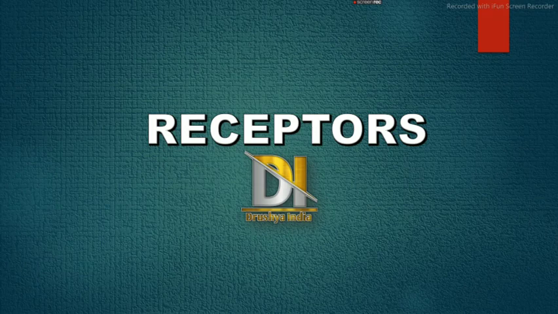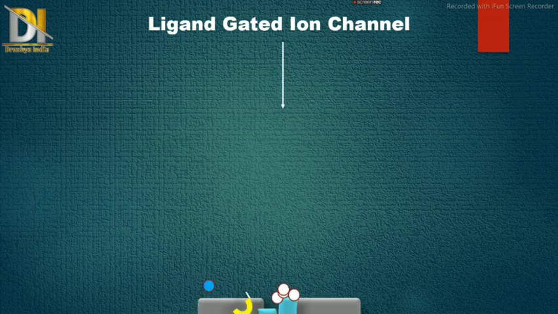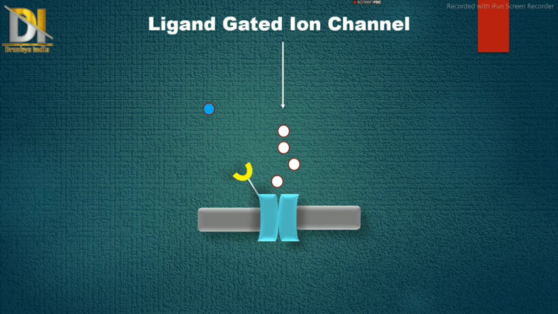Going to discuss the mechanism of action of receptors. First one is the ligand gated ion channel. First of all, we will look at its mechanism of action. This is a ligand gated ion channel which is present on the membrane of the cell. Currently it is in an inactivated state.